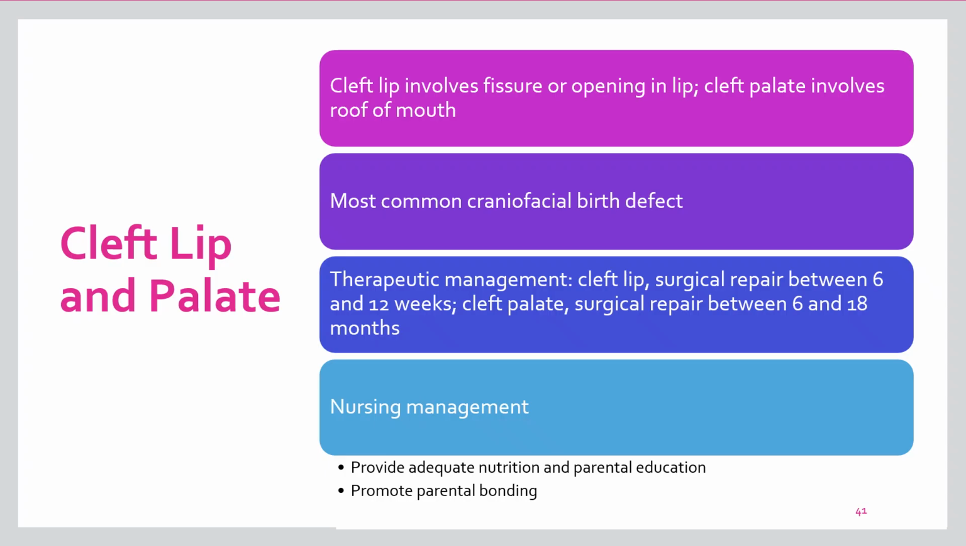Cleft lip and cleft palate: you can see the picture in the next slide. Cleft lip involves a fissure or an opening in the lip. Cleft palate involves the roof of the mouth. So cleft lip involves just the lip. With cleft palate, there is an opening, a fissure, in the roof of the mouth too, and the palate of the mouth.